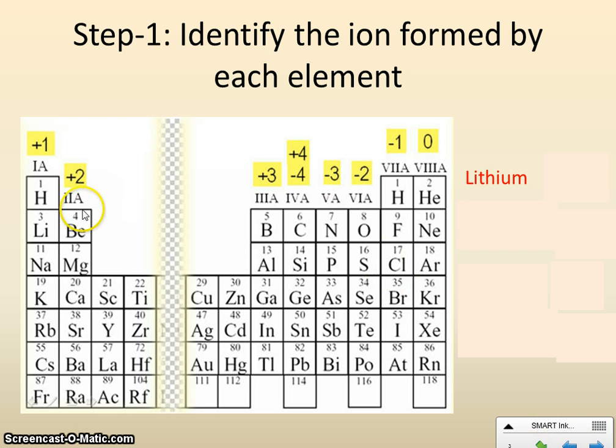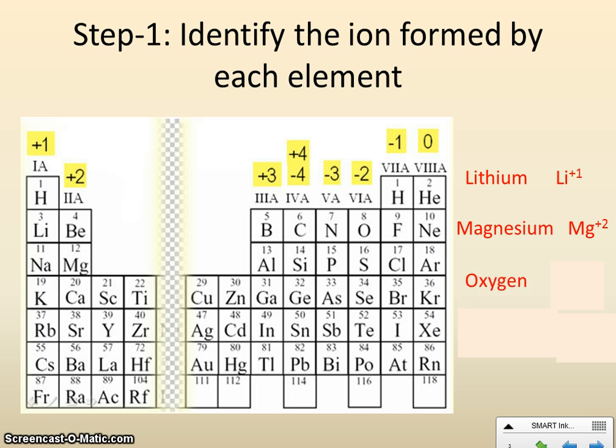Lithium. Lithium is right here. So what ion is lithium going to form? You should have said lithium with a +1 charge, so Li +1. Okay, another one to try. Magnesium. Magnesium is here. What charge is magnesium going to end up with? Yep, a +2 charge, Mg +2.